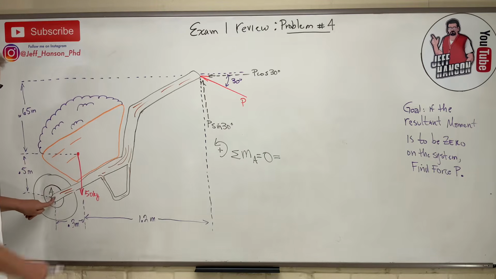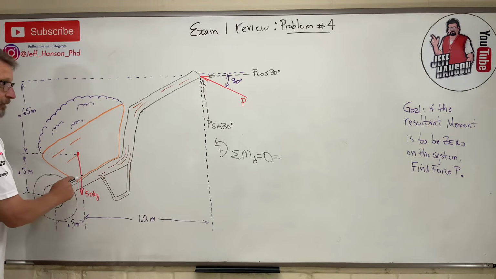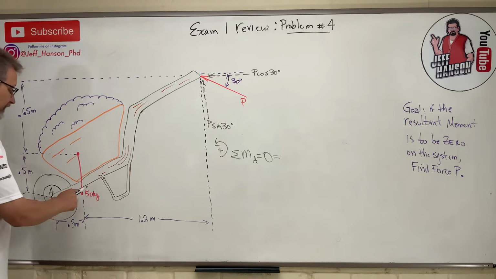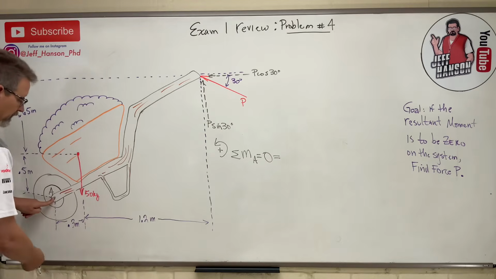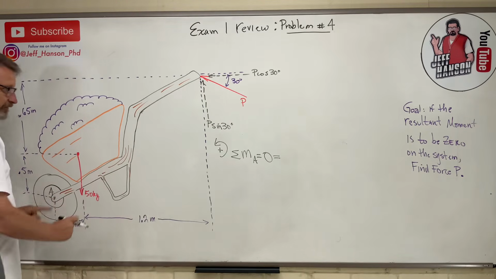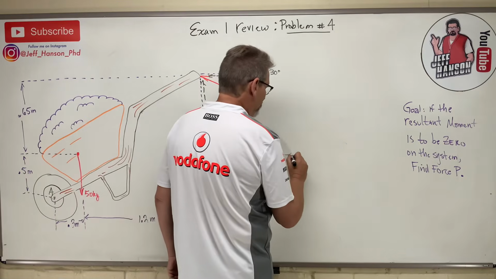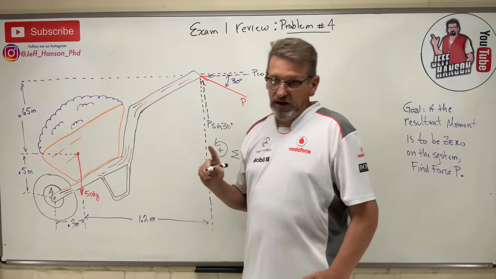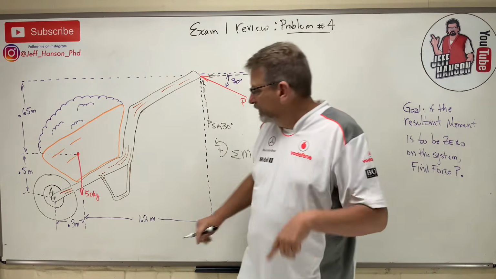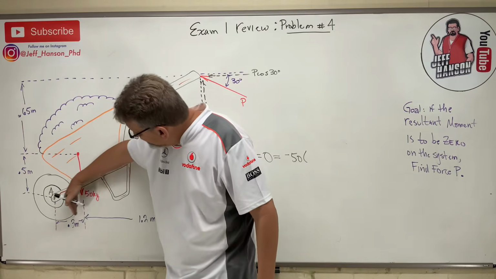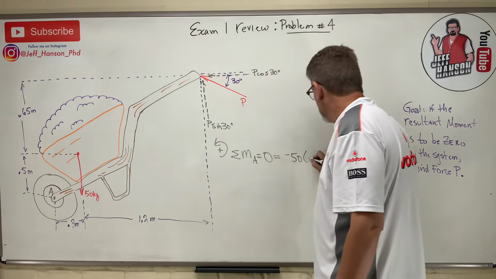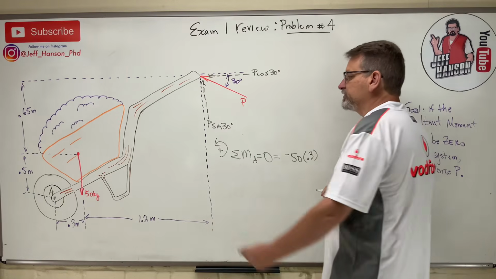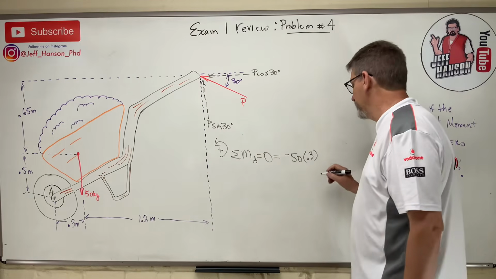So the first thing I've got is that force right there. About point A, remember, you ask which way does he make me spin and how far away is he? This guy makes me spin clockwise, which is negative. So minus 50 times how far away from point A is he? Remember, if the force is in the y, then the distance is in the x. So it's 0.3 meters.